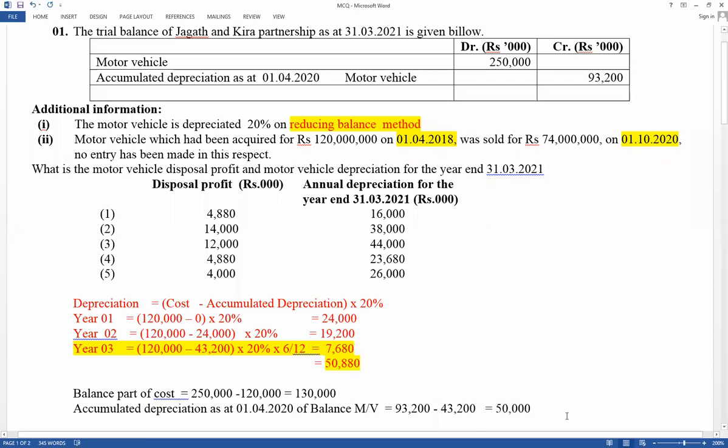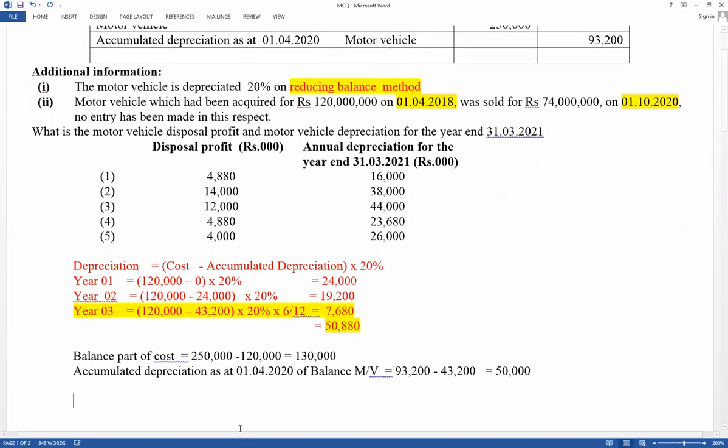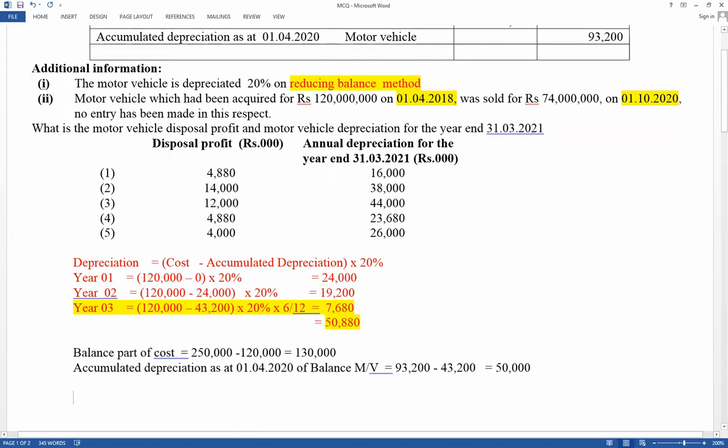Then cost minus accumulated depreciation. Try to calculate the annual depreciation of the balance part. Very important: annual depreciation of the balance part, of the balance motor vehicle. Balance means the part that was not sold. Of the balance motor vehicle.